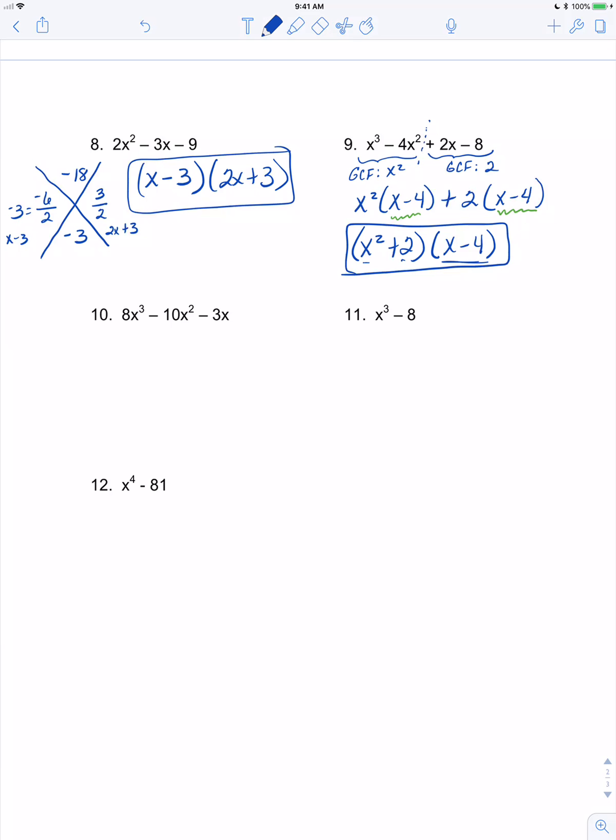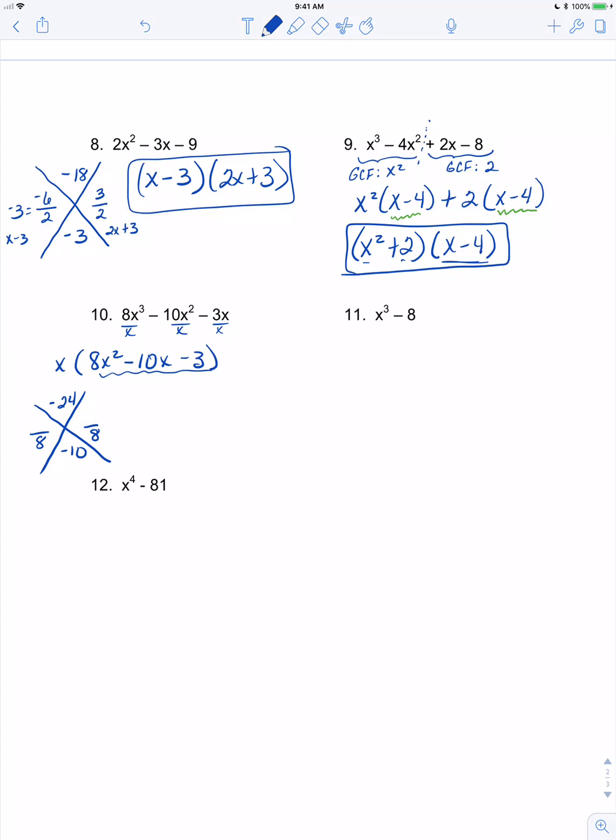Okay, number 10. It looks like it has a GCF of just an x. Every term has an x in it. So we're going to take that x out, and we're left with 8x squared minus 10x minus 3. Okay, so we're going to try to factor this one some more, and we're going to use the big X method on that. 8 times 3 is negative 24. B term is negative 10. Divide by that A term, which is 8.